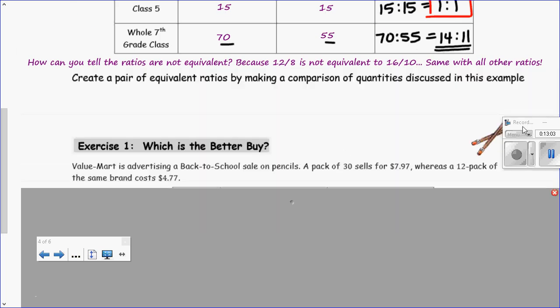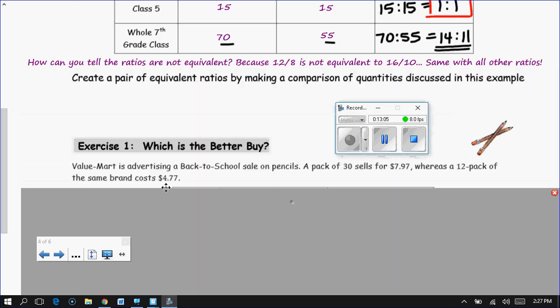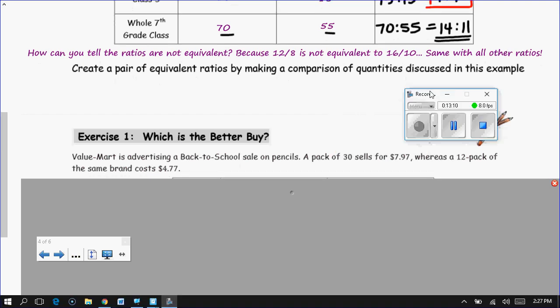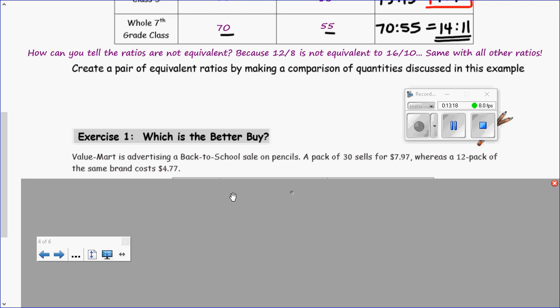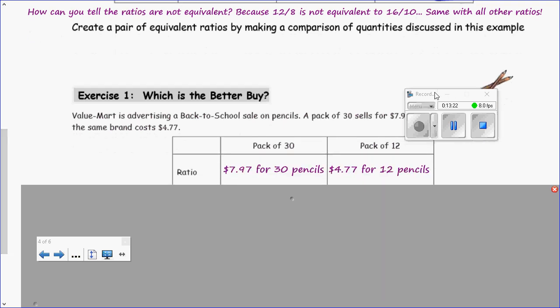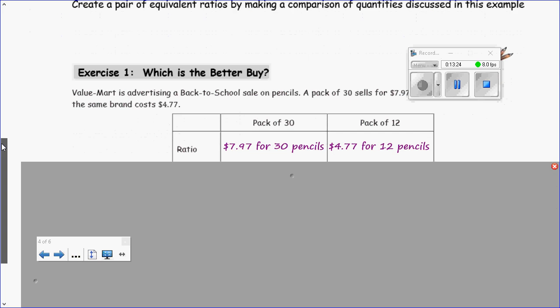Okay, we're going to talk about another time that you see rates, and you might want to ask your parents about this if they've ever seen something like this. It says that Value Mart is advertising a back to school sale on pencils. A pack of 30 sells for $7.97 and a 12-pack sells for $4.77. So we're going to try to figure out what the rate is and then which one is the better deal.